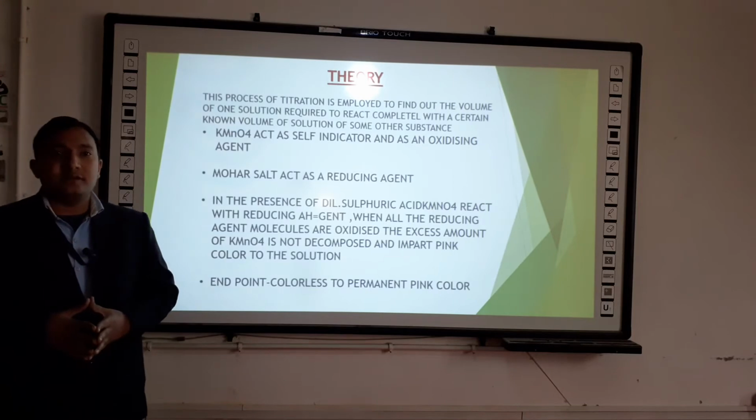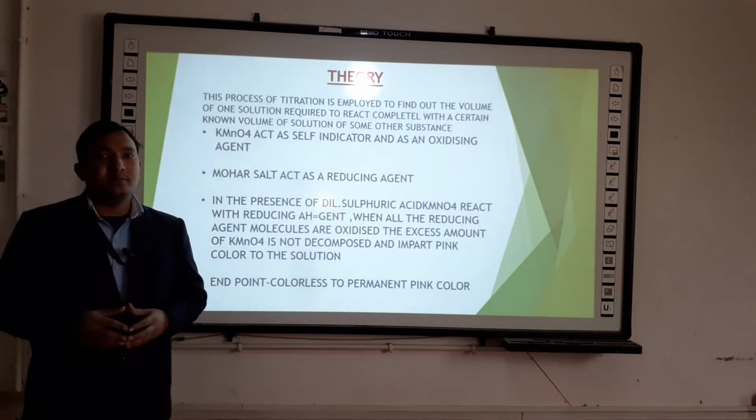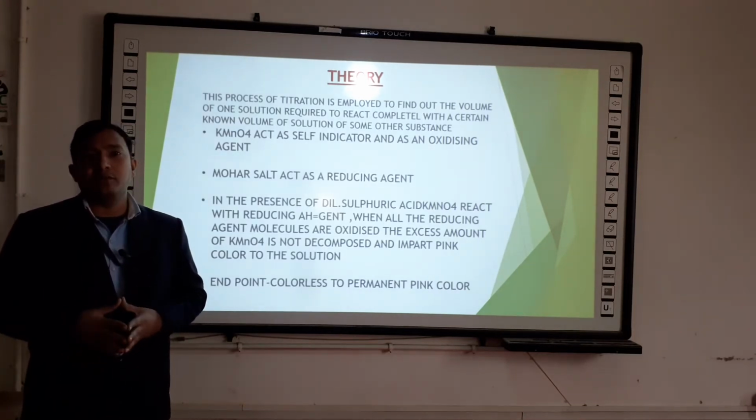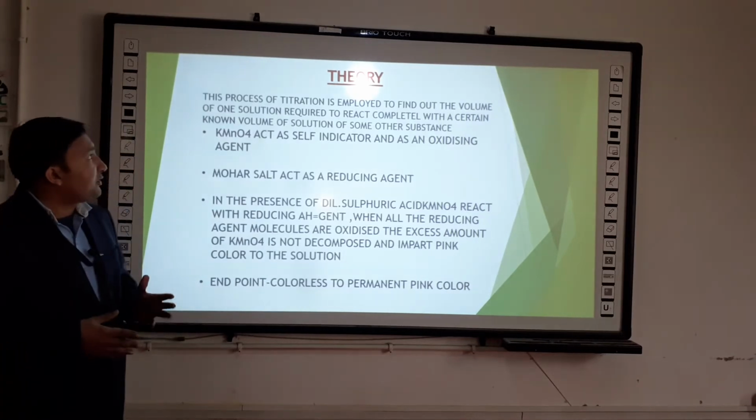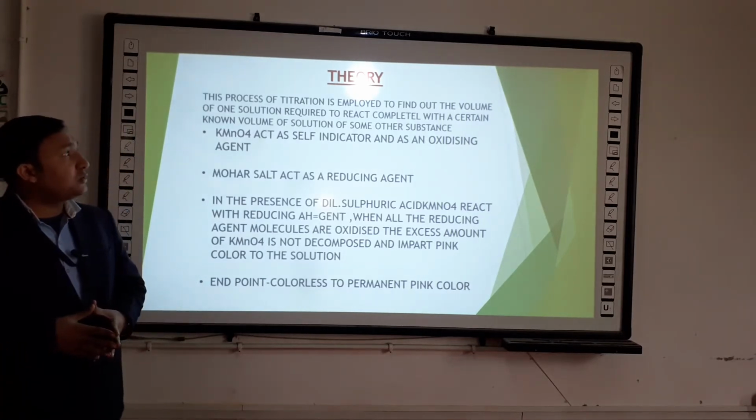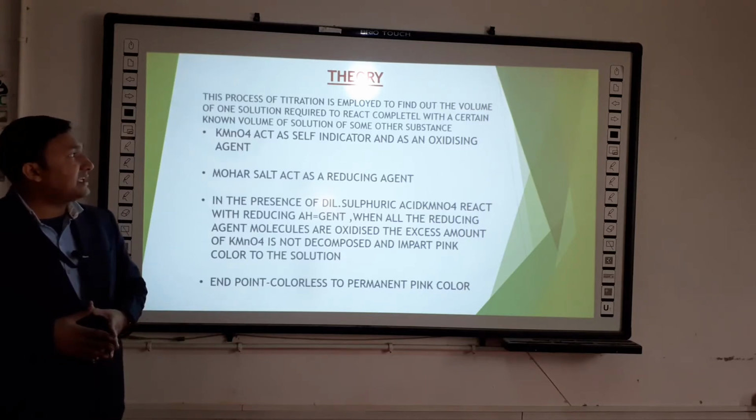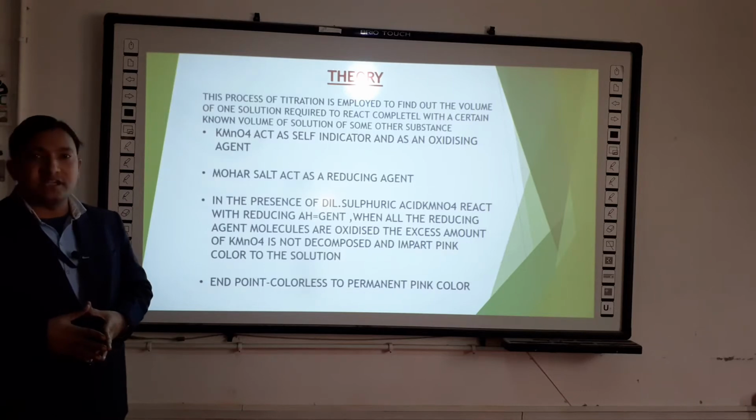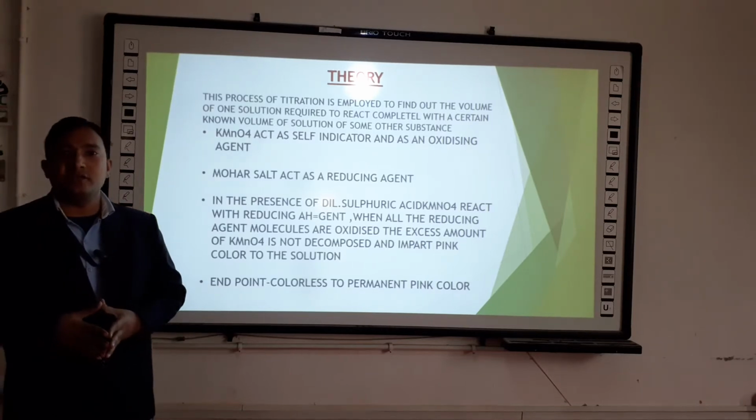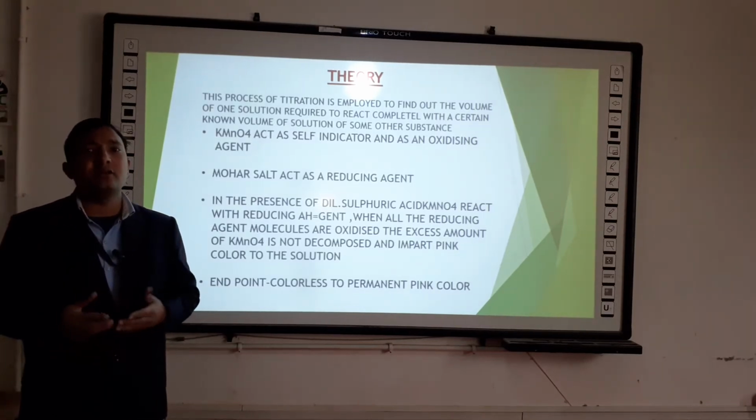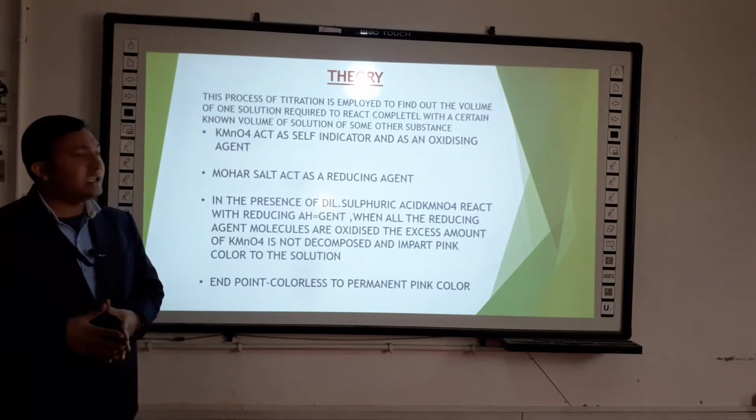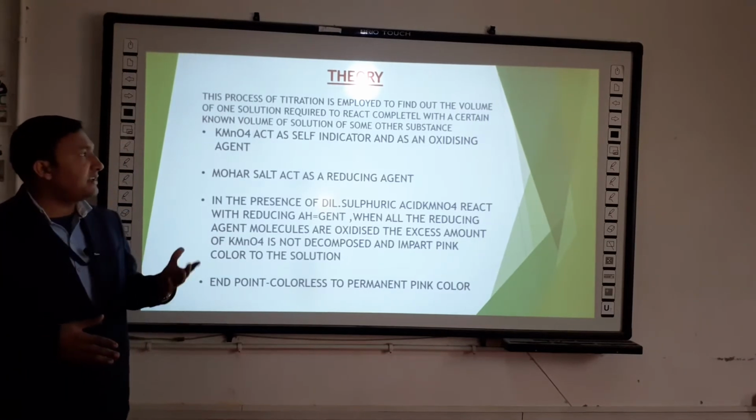The theory of this practical is very important, because before learning the procedure, we should know the theory of this experiment. The process of titration is employed to find out the volume of one solution required to react completely with a certain known volume of solution of some other substance. Here we have KMnO4, which will act as a self indicator and an oxidizing agent. We know that we need an indicator during a chemical experiment or titration.